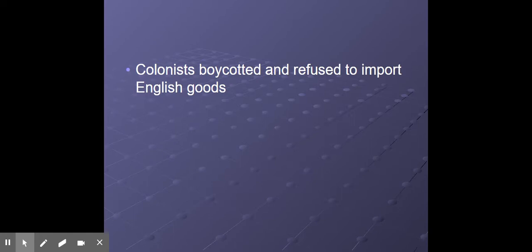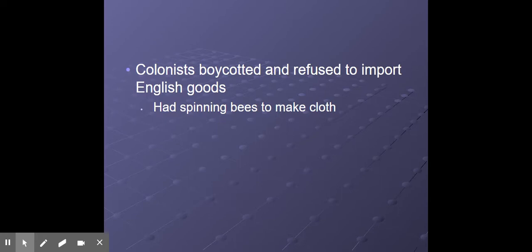Once again, we start to boycott British goods. We refuse to import British goods. We say we're not going to buy this stuff. We do things like have spinning bees to make cloth. Basically, everybody gets together in their homes, or maybe you gather together at the meeting house in your town, and everybody makes cloth. And the person that makes the most wins a prize. It's a spinning bee.